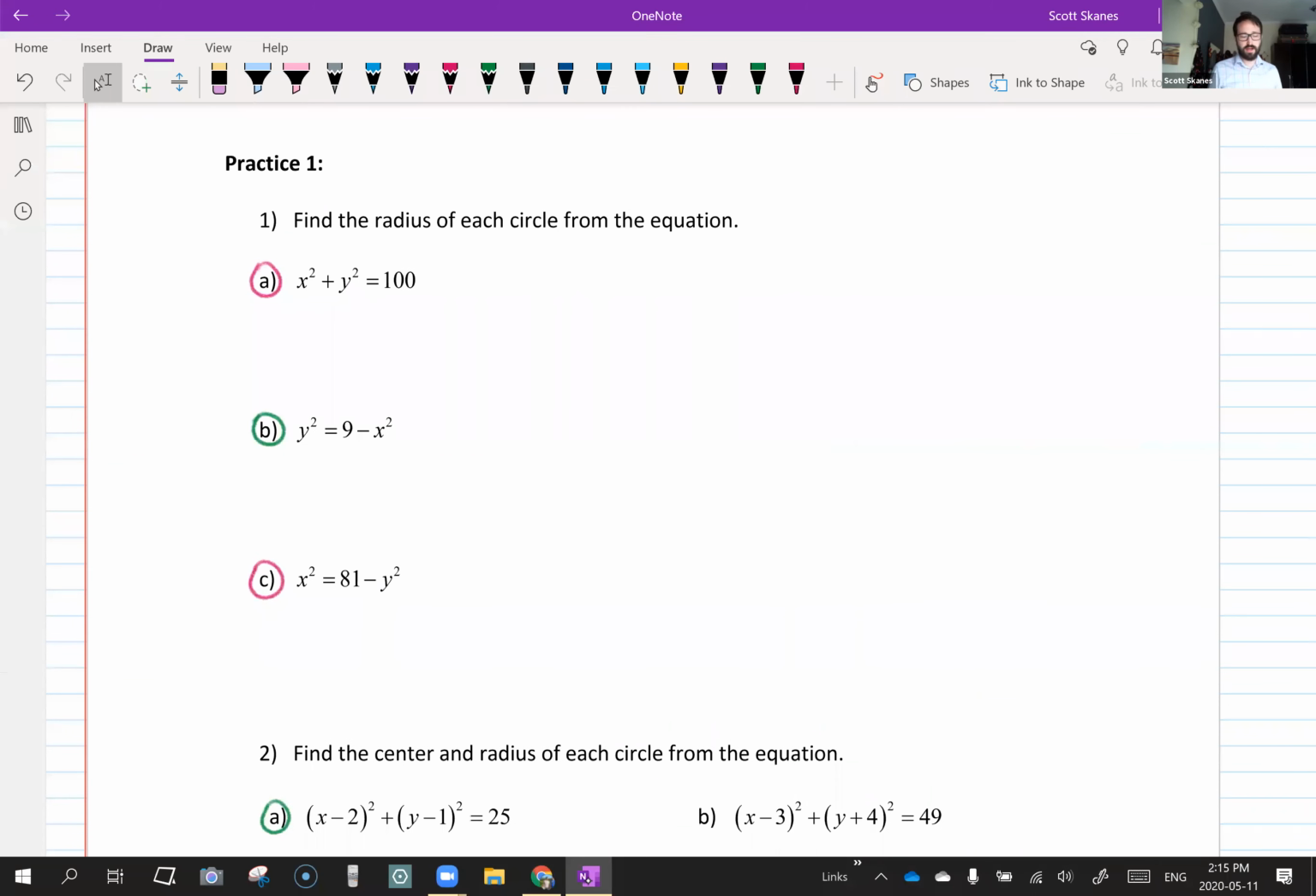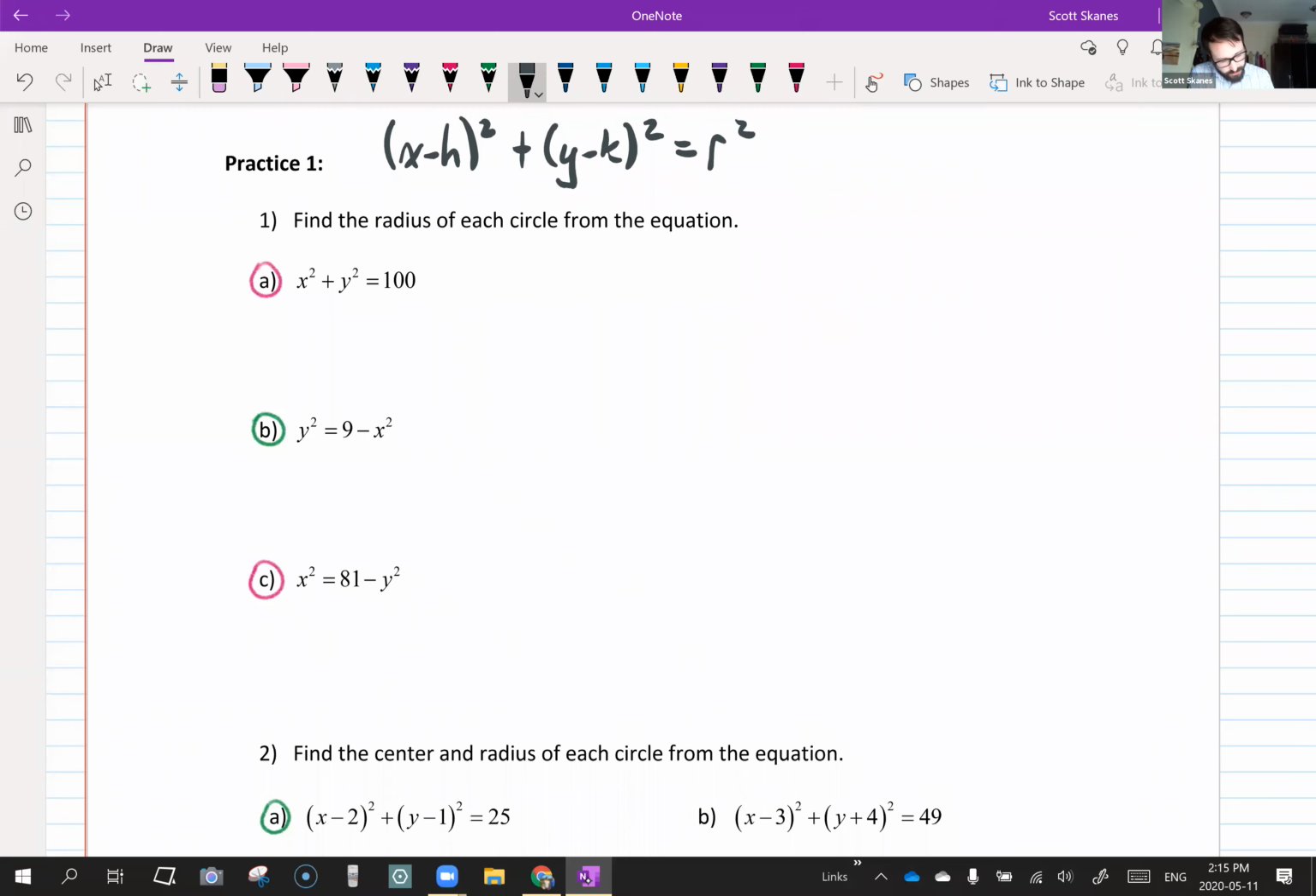It says, find the radius of each circle from the equation. Now I'll remind you that the equation was (x − h)² + (y − k)² = r². That totally tells us what a circle is. If you forget which one comes first, h or k, same way that I reminded you with domain and range, h comes before k, x comes before y. So h is always the one related to the x value.